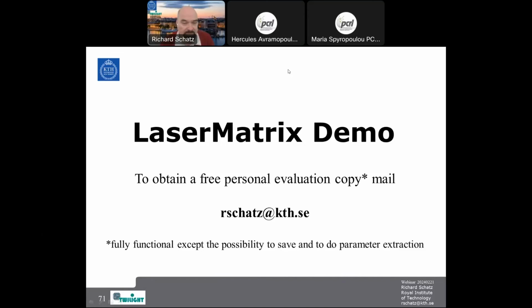Okay, just a question about the grading geometry that you can implement in LaserMatrix. You mentioned the possibility to simulate chirp grading. To what extent would you have flexibility to define arbitrary grading geometries in it?